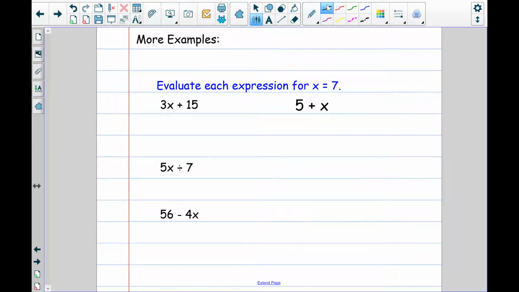Let's practice that. I want you to take x and say it is equal to 7 and evaluate each one of these expressions. Okay, and here are the answers.